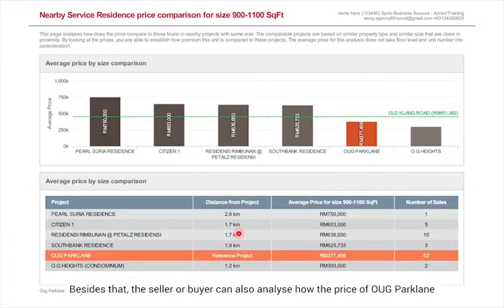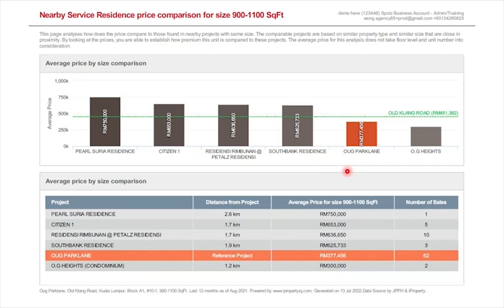Besides that, the seller or buyer can also analyze how the price of OUG Park Lane compares to the surrounding nearby projects of similar size. The report allows you to compare up to 5 buildings of similar size within a 5-kilometer radius. By looking at the prices, the seller or buyer can know where his property advantages are.